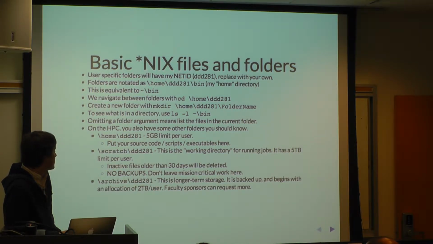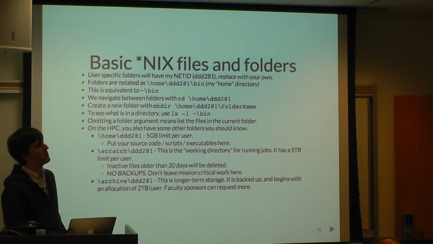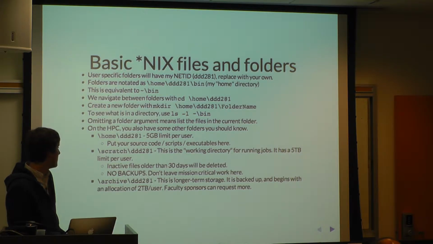So then this is the sort of final folder you need to think about, which is the archive. This is for longer term storage. It's backed up. It begins with an allocation of 2 terabytes per user, and faculty sponsors can request more. I think up to, it's either 10 or 50 that you can just ask for. Beyond that, they force you to pay money. But yeah, I mean, 2 terabytes is a lot.